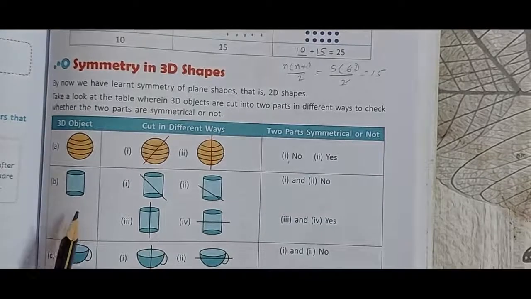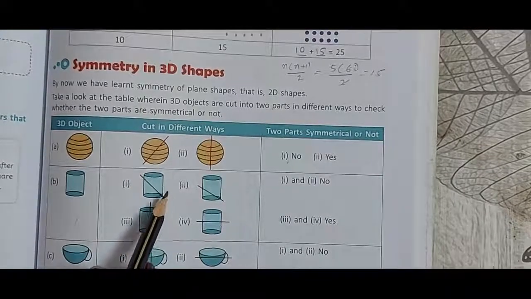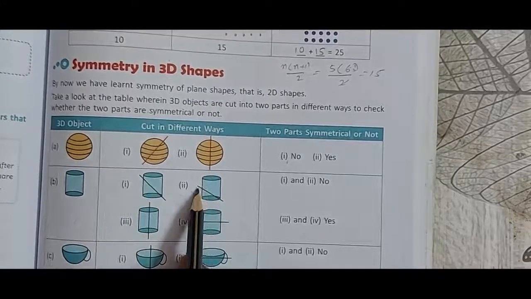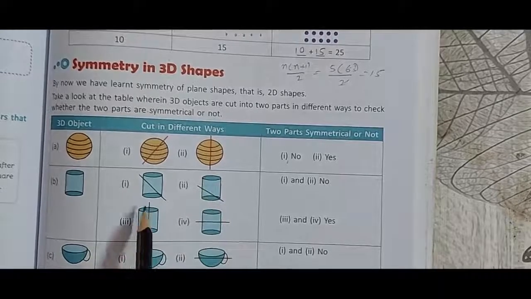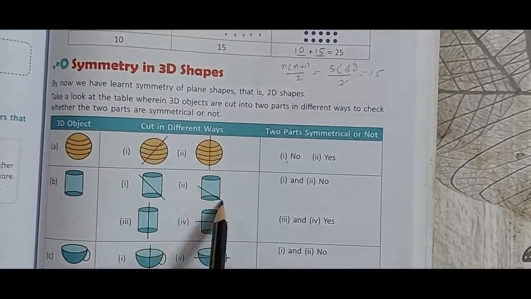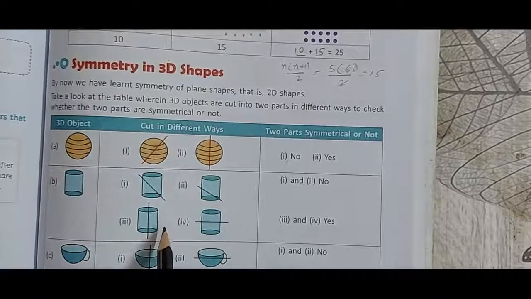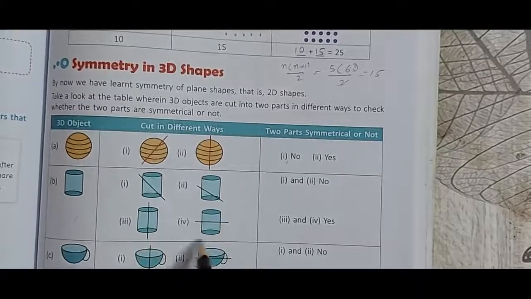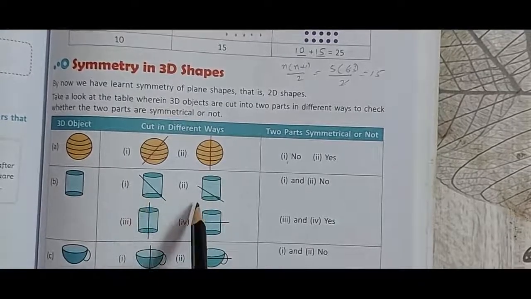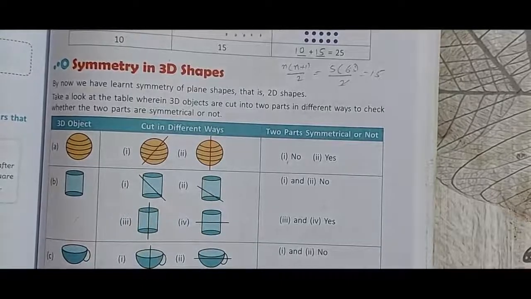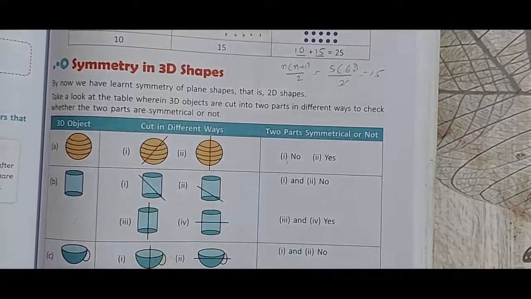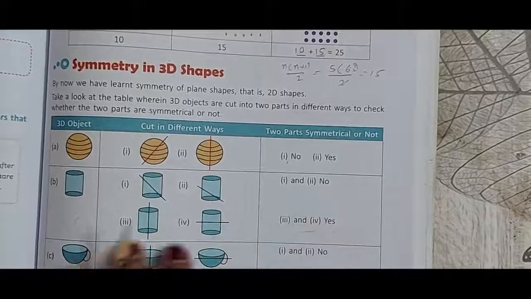Now you look at the second three-dimensional object. You cannot cut it diagonally because it is not going to match, not coincide. So the first case, second case is also not possible. But look at the third one. Yes, third you can cut in this way. Fourth also can be cut in this way. So a diagonal line of symmetry is not possible here, but vertical and horizontal lines of symmetry are possible. So for 3 and 4 it is written yes, and for 1 and 2 it is written no.